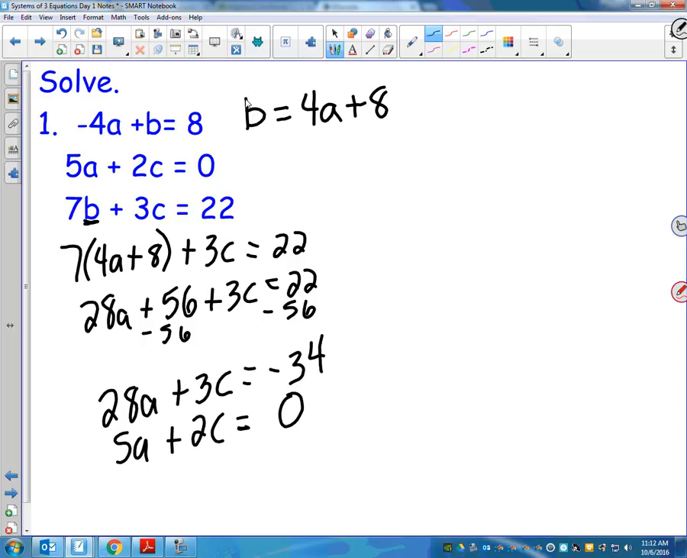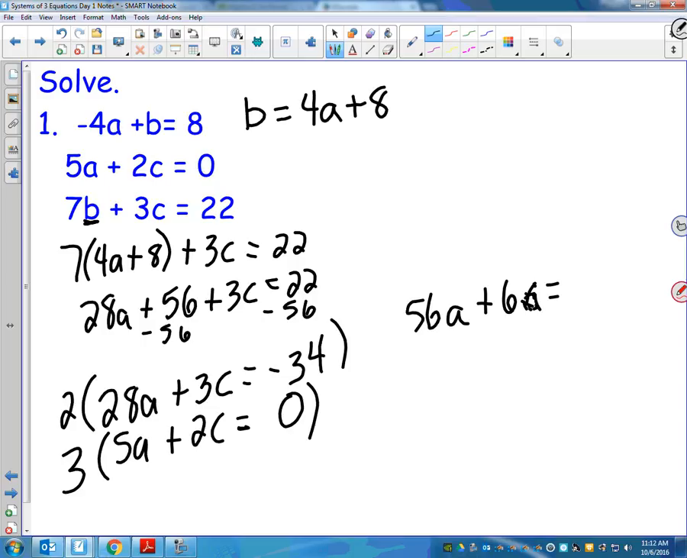But I'm going to make my c's the same because I don't want to multiply by 28. So I'm going to multiply the top one by 2, and I'm going to multiply the bottom equation by 3. Oh, that's an a. I mean, nope, that's a c. Equals negative 68. And then I get 15a plus 6c equals 0.